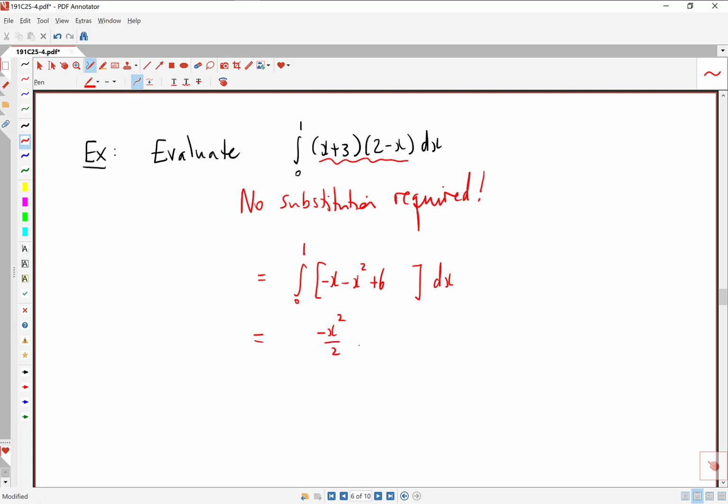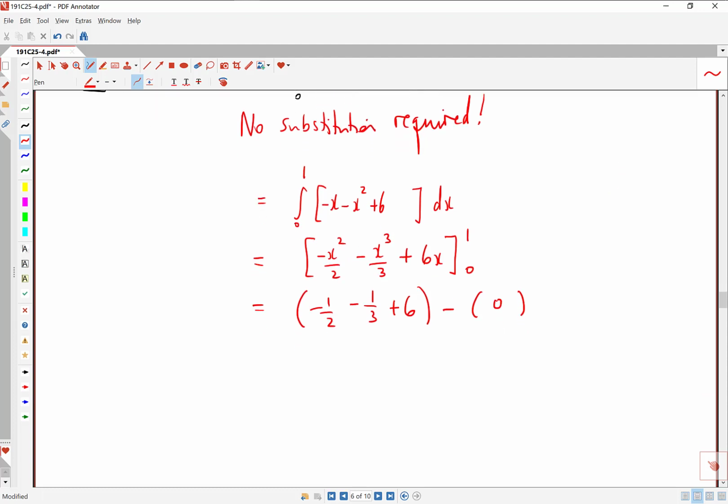Minus x squared over 2 minus x cubed over 3 plus 6x, and we will evaluate at 1 and then at 0. Okay, so let's plug in 1. We'd have minus a half minus a third plus 6. So that all comes from subbing in 1, and then we subtract off the value from subbing in 0. Well, that's going to be 0.